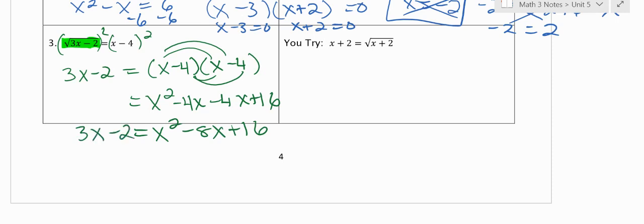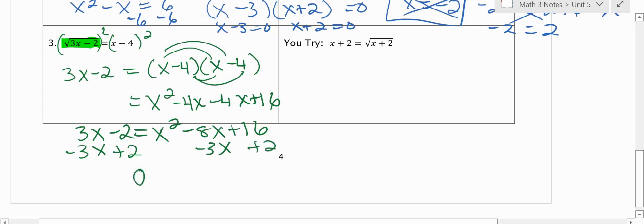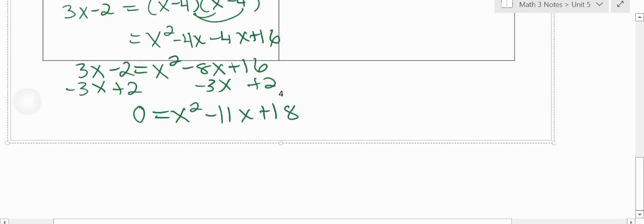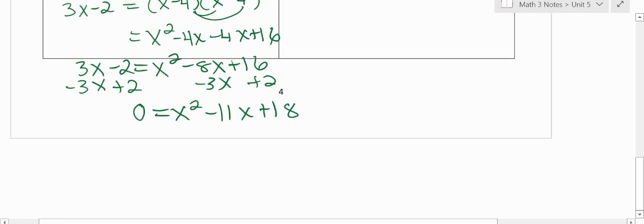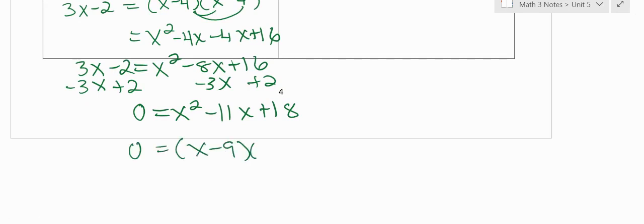We have x squared and x in the same problem, so we're going to get them all on the same side. And so we have x squared minus 11x plus 18. And now we're going to go ahead and solve it out. So we're going to factor. It'll be minus 9, minus 2. We'll get x equals 9 and x equals 2.